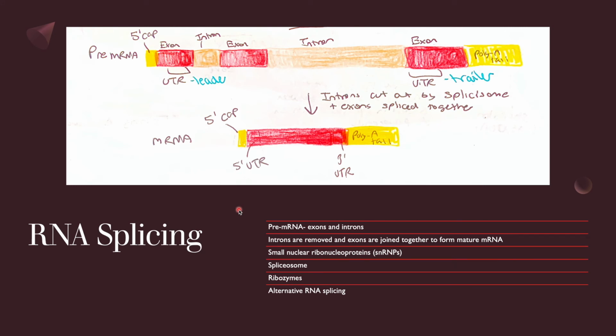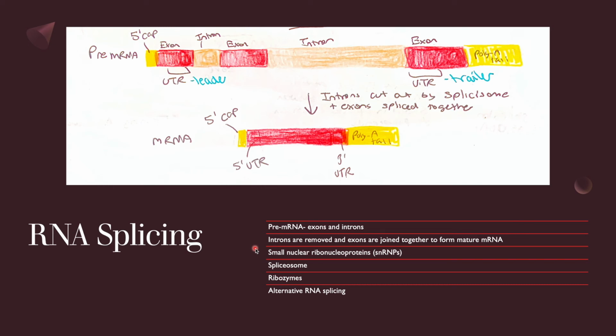Pre-mRNA is also modified through RNA splicing. Pre-mRNA consists of both exons and introns. Exons are sequences that are to be expressed, and introns are non-coding segments. In RNA splicing, introns are removed and exons are joined together to form mature mRNA that will leave the nucleus for translation. Introns include short sequences on the ends that indicate where RNA splicing should occur.